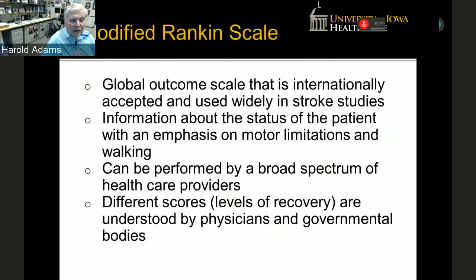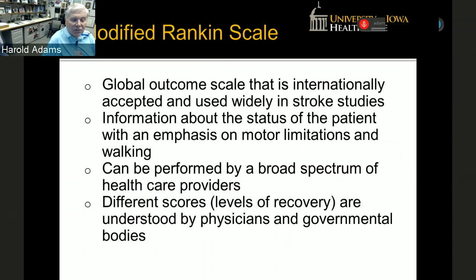The most commonly used stroke outcome measure is the modified Rankin scale. Rankin developed this in the 1970s and early 80s. It was modified by adding another category later on, and so there are at present 6 categories. It is internationally accepted and widely used in stroke studies. It tells about the status of the patient. Unfortunately, it emphasizes motor limitations and walking.